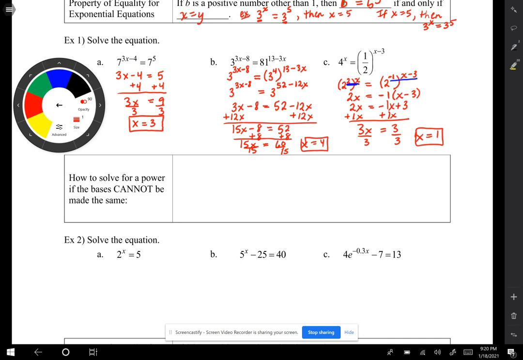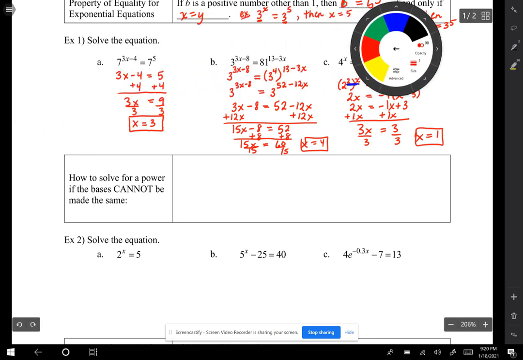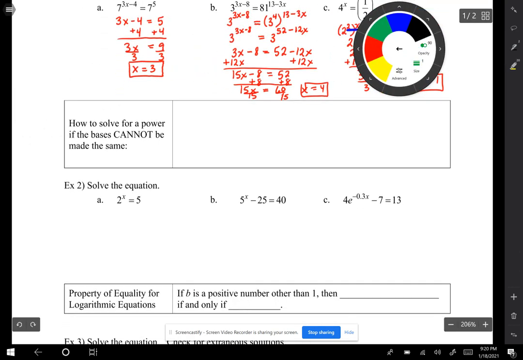How do you solve for a power if the bases cannot be made the same? Because sometimes you can't make the bases identical. You just can't. And when that happens, you must follow these 4 steps. Step number 1, isolate the exponent equation. Step 2, take the log base b of each side.